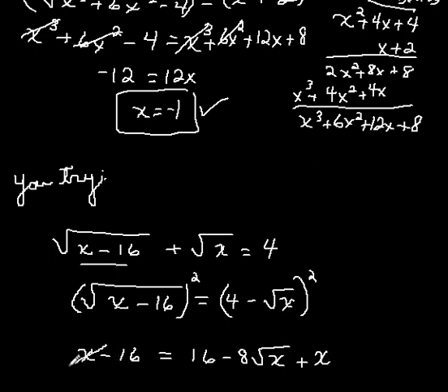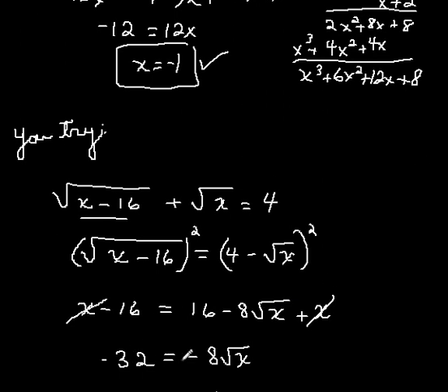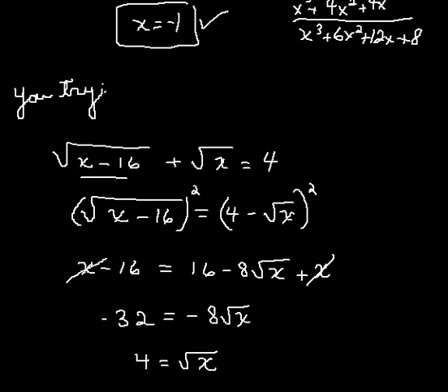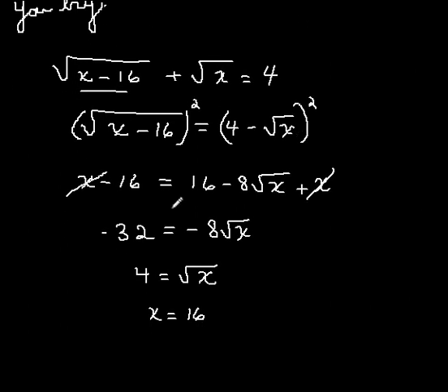The x's will cross out. Subtract 16 from both sides, we get negative 32 equals negative 8 square root of x. Divide both sides by negative 8, and we get 4 equals the square root of x. Square both sides once again to get the x by itself, and we get x equals 16. And if we check it, we would get 16 minus 16 is 0, plus square root of 16 is 4, and 4 does equal 4, so it checks.